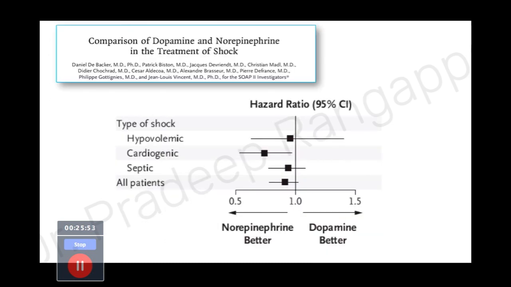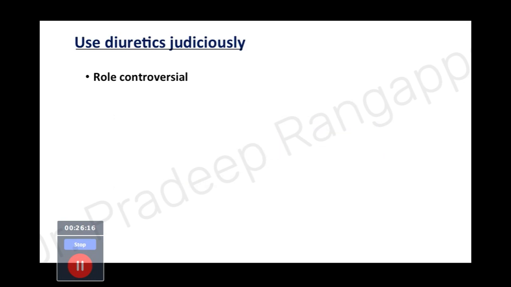If that is still not convincing, this is an important study which looked into all types of shock. It looked into hypovolemic shock, cardiogenic shock, septic shock. In all types of shock, it was shown that noradrenaline was much superior to dopamine. So it's about time: in any type of shock, noradrenaline is found to be superior to dopamine. We should really dissuade any specialty that is continuing to use dopamine.